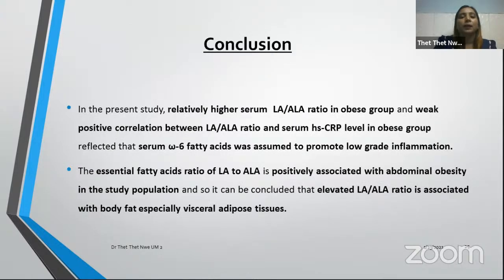Conclusion. In the present study, there was a relatively higher serum LA to ELA ratio in the obese group and a weak positive correlation between the LA to ELA ratio and serum hsCRP levels in the obese group. These results reflected that serum omega-6 fatty acid was shown to promote low-grade inflammation. The essential fatty acid ratio of LA to ELA is positively associated with abdominal obesity in the study population, and so it can be concluded that an elevated LA to ELA ratio is associated with body fat, especially the visceral adipose tissue.